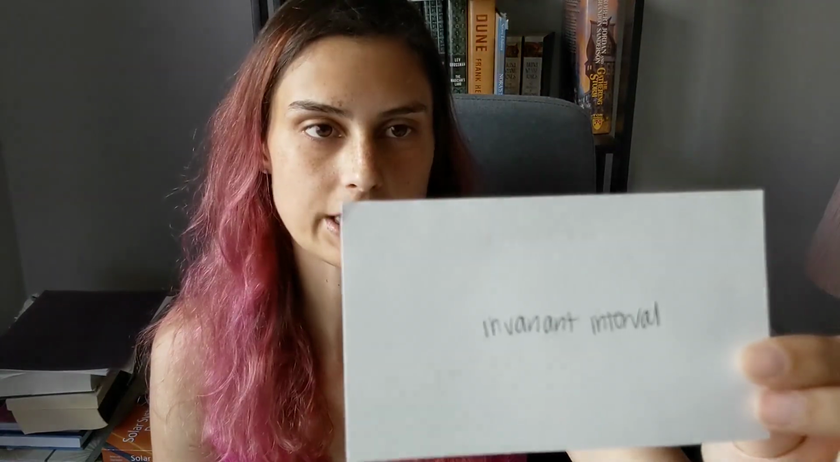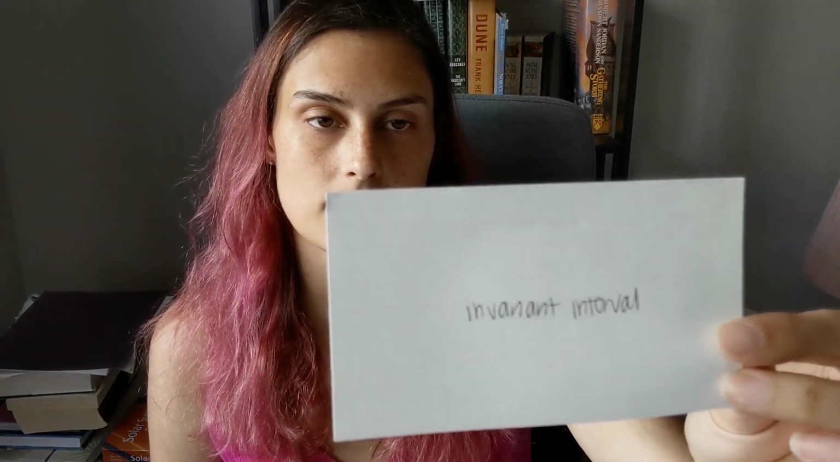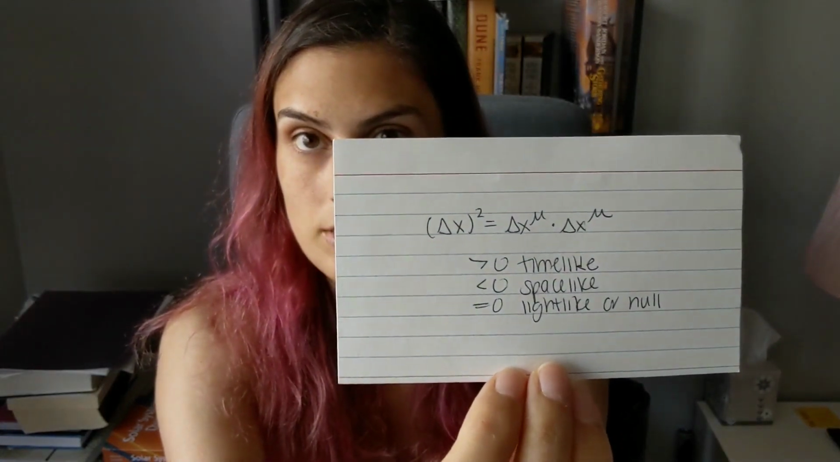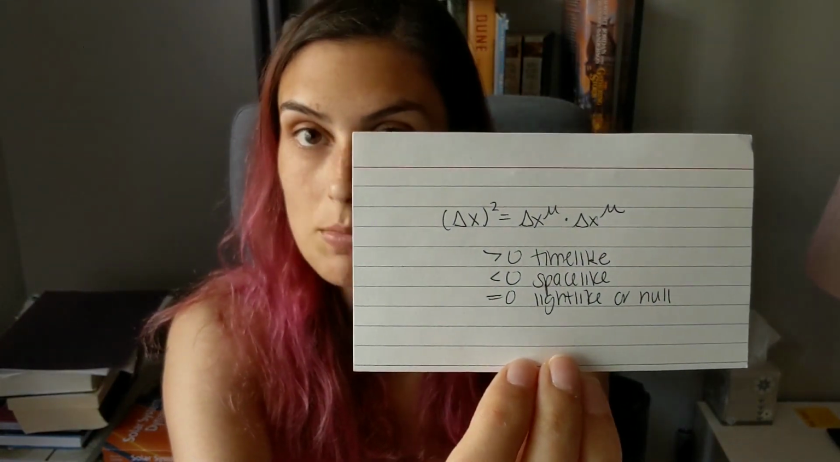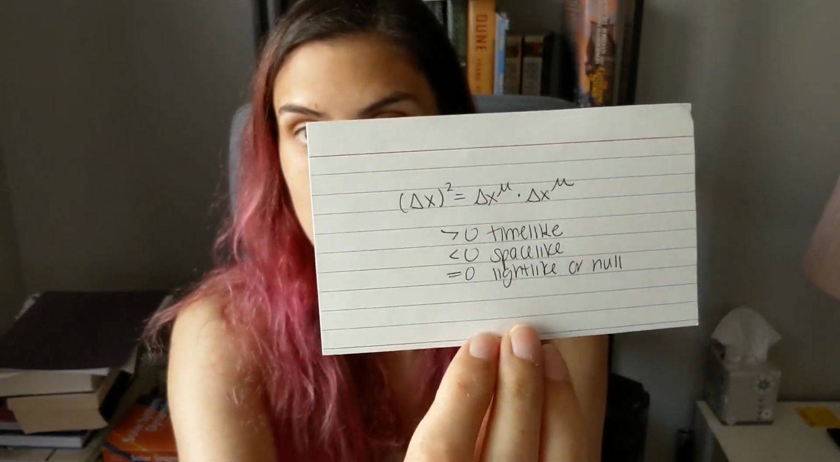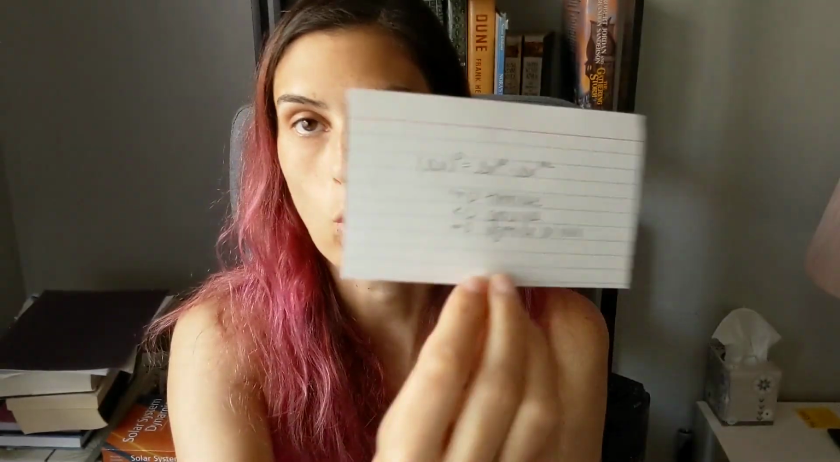The invariant interval. This is delta x squared equals delta x to the mu dot delta x to the mu. And the value of this will tell you different things. If it's greater than 0, it's time-like. If it's less than 0, it's space-like. And if it's equal to 0, then it is light-like, or also known as null.